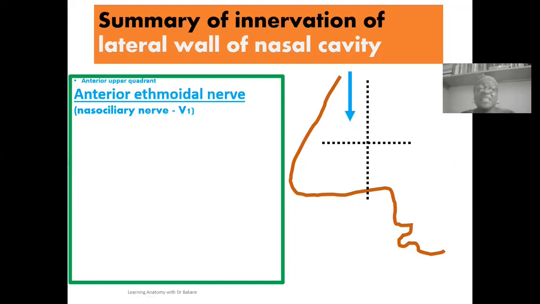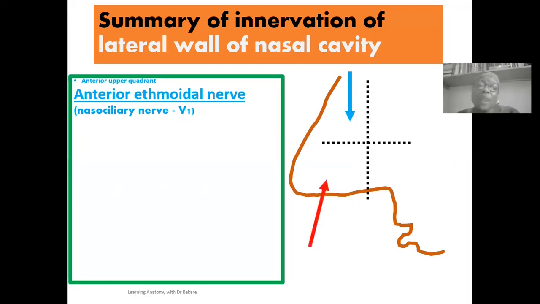The lateral wall will be innervated by the anterior ethmoidal nerve. And we know that the anterior ethmoidal nerve is a branch of the maxillary nerve, which of course branches from the ophthalmic, and we know the ophthalmic is a branch of the trigeminal. So it's good for us to be able to trace it back. And this is what innervates the superior upper quadrant. That's the lateral wall of the superior upper quadrant of the nasal cavity.